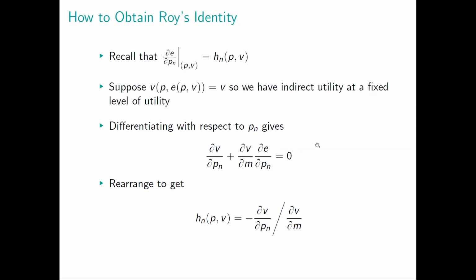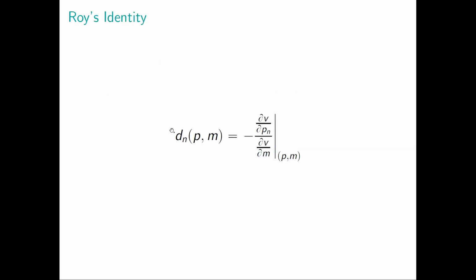But by making the appropriate substitutions, by letting, say, v be the indirect utility instead at expenditure m, we get that this is in fact equal to the Marshallian demand at prices p and income m. So here's Roy's identity. It gives a relation of the demand to the ratios of indirect utilities. So this has its own slide.